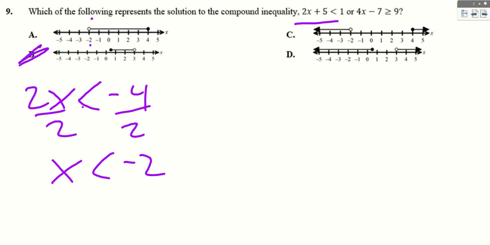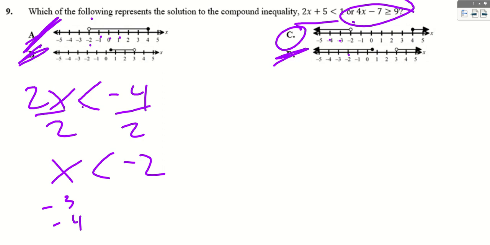B doesn't have anything on it, so that's a no-go. And C has a negative 2 on it, and D doesn't even have negative 2. So we already have some easy ones already. Then it says less than, so that means all the numbers less than negative 2 are good. So negative 3, negative 4. This is greater than, so that one's no good. We didn't even have to do this one.